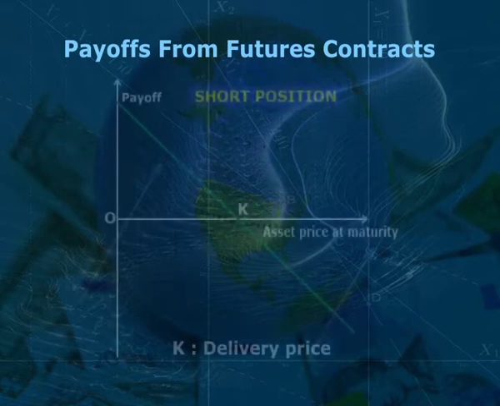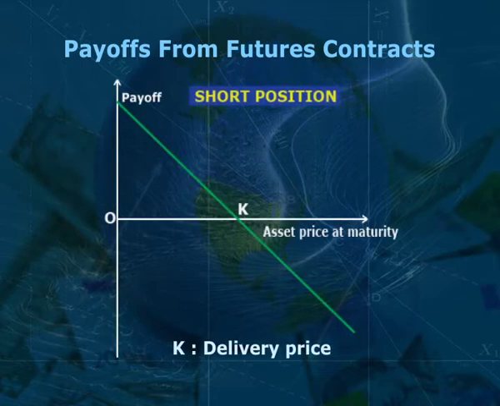The seller of the futures contract would face an exactly opposite situation, wherein he would be gaining if the value of the underlying asset tends to fall below the strike price, and losing if the value of the underlying asset increases beyond the strike price.